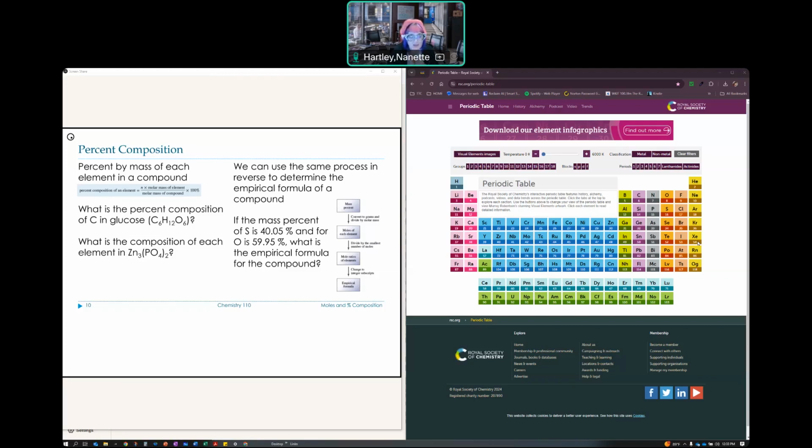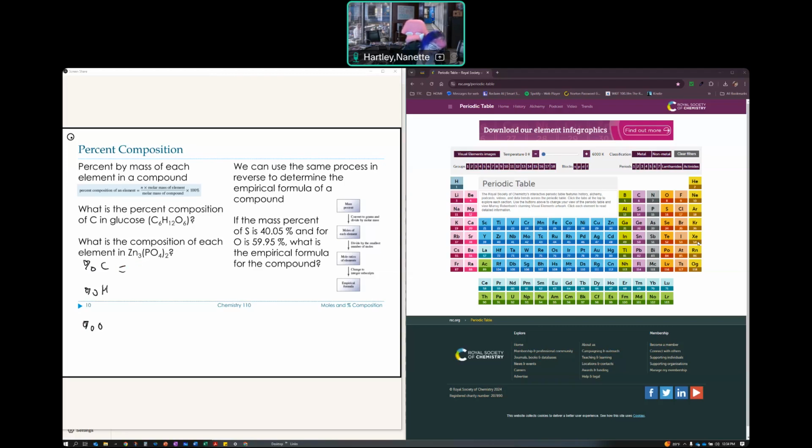So what's the percent composition of carbon in glucose? Now, glucose is C6H12O6. And so I want to talk about C6H12O6. So I want to know percent C, I'm going to do percent H, and I'm going to do percent O. And the reason I'm going to do them all is because why not? And I need to know the mass of all of them anyway.